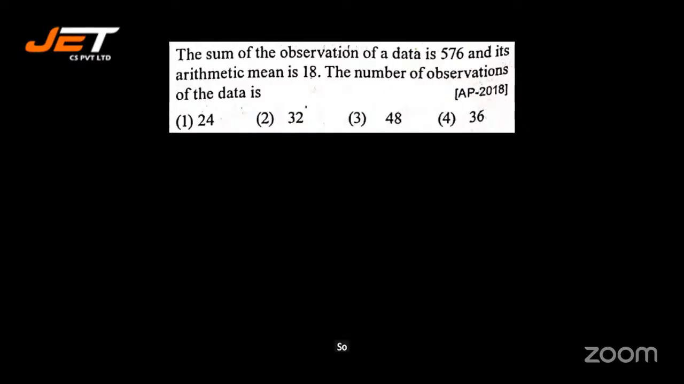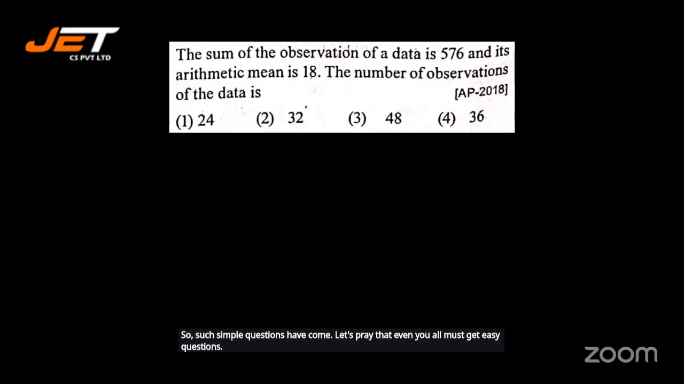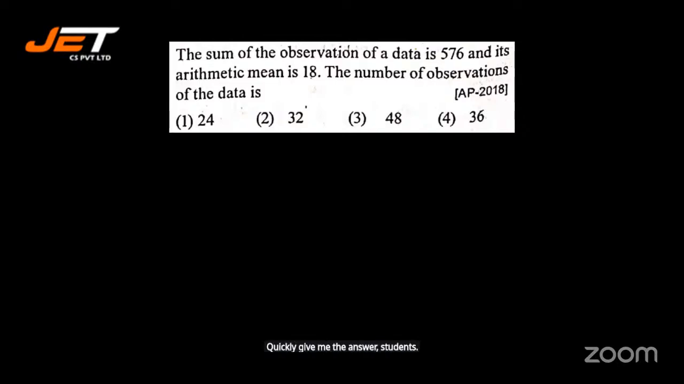So this was asked in the year 2018. Such simple questions have come. Let's pray that all of you get easy questions. Quickly give me the answer, students. Sum of the observation of a data. Sum divided by 18 is 576. What is sum? 18, you have there 576.